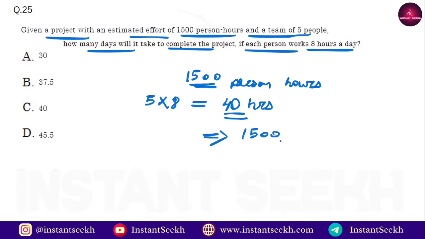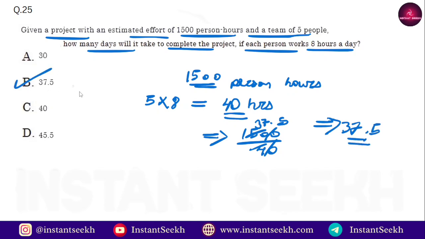1500 is the estimated person hours required. Daily we are delivering 40 hours. So straight away if you cancel this, 4 threes are 12, then we have 7, then 0.5. Your answer will be 37.5 days will be required. That is, option B is your correct answer. 37.5 days will be required to complete the project. So the answer is B. Let's move on to the next one.